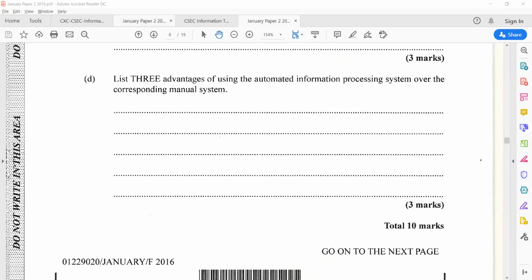All right, so first of all, the process is faster, right? Going to an ATM machine, most probably you're able to conduct your transaction quicker than going to the teller. The other one is using the ATM, that automated information processing system has greater storage capacity, right, than a manual one. And 3, increased efficiency. So those could be 3 advantages of using the automated information processing system over a manual one.